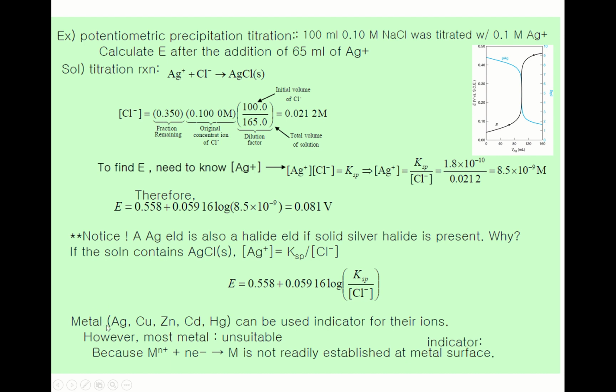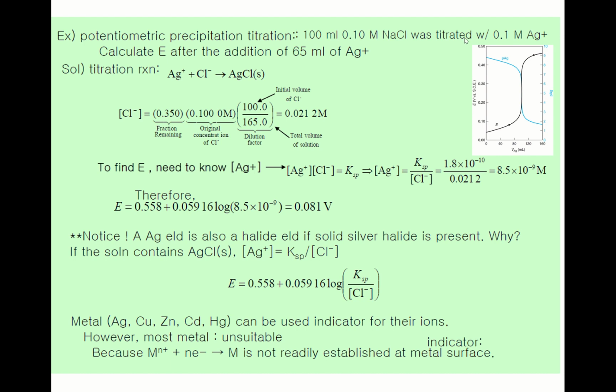Also, metals such as silver, copper, zinc, cadmium, and mercury can be used as indicators for their ions. However, most metals are unsuitable, because this reaction is not readily established at the metal surface. But silver metal is a very good one for monitoring halide ion concentrations.